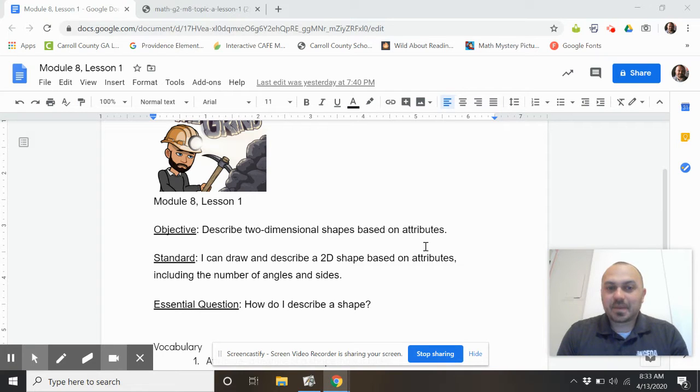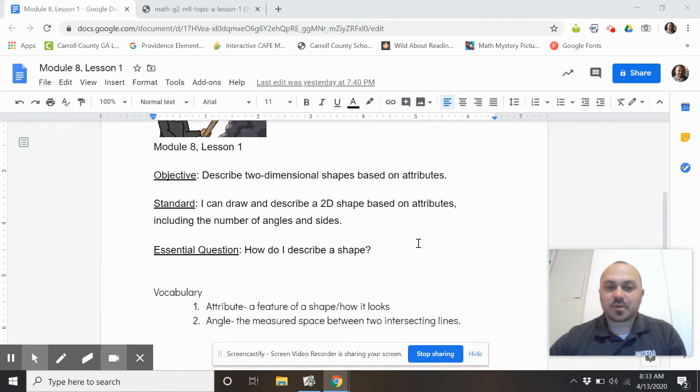Your standard: I can draw and describe a 2D shape based on attributes, including the number of angles and sides. So your essential question today: how do I describe a shape? So think about what the standard says and then look at the essential question, and that might be a ticket to answer the essential question.